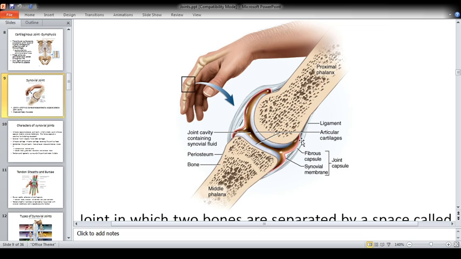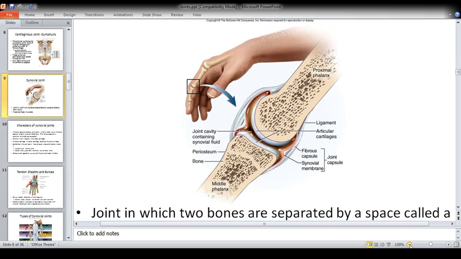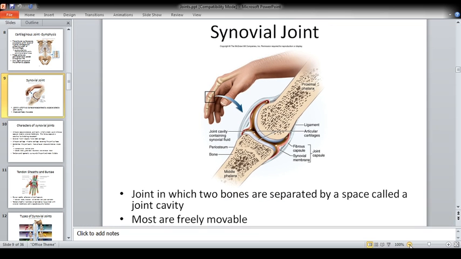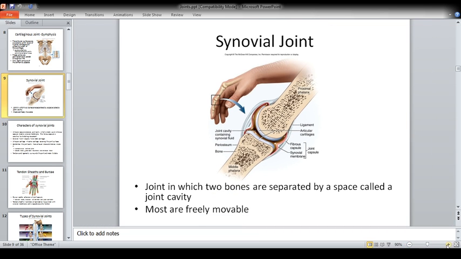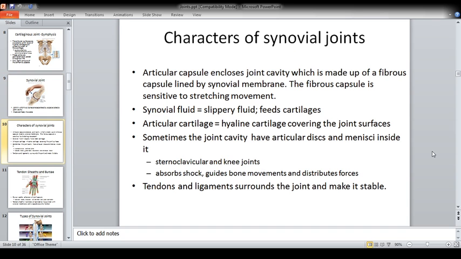So by now you must understand the basic concept behind a synovial joint and the basic structures which are involved in forming a synovial joint. So now let's proceed further. Let's look at the characters of the synovial joint.